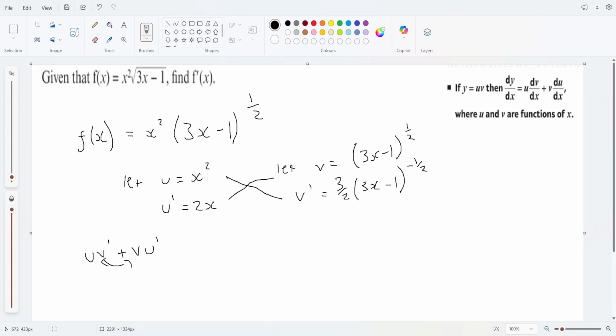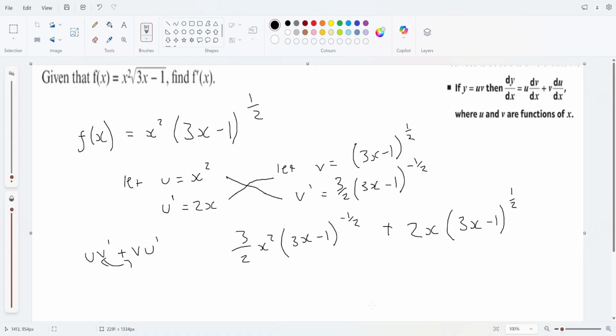So if I do uv dash first, that's going to be 3 over 2 x squared (3x minus 1) to the negative half, and then I'm going to add the u dash and v, so add 2x (3x minus 1) to the power of a half, and that's literally it.